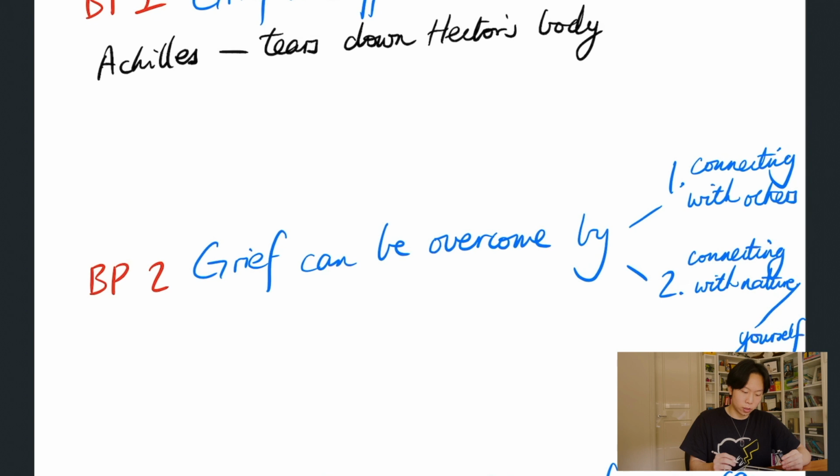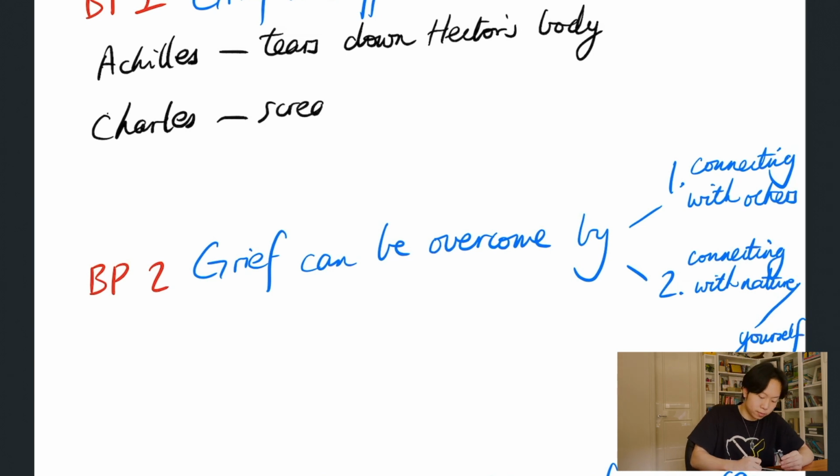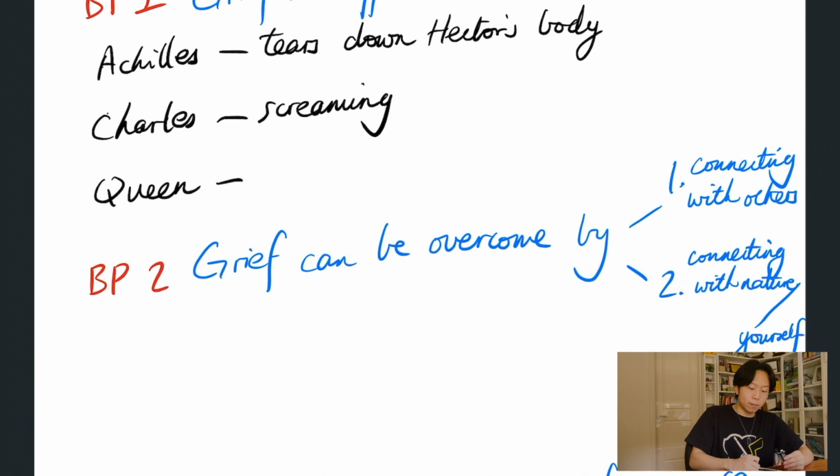Who else could we talk about? We can talk about Charles being really upset. So in the initial moments of the film, you can hear him screaming. And the Queen as well. For the Queen, it's less so her own grief, but more so the grief of the people around her. Because it's not very clear whether she feels intense grief for Diana's death or not. It's more so she has the grief of Charles, the grief of her children, and also the grief of the people of England. And she doesn't really know how to deal with that.